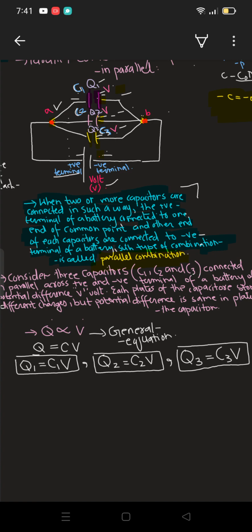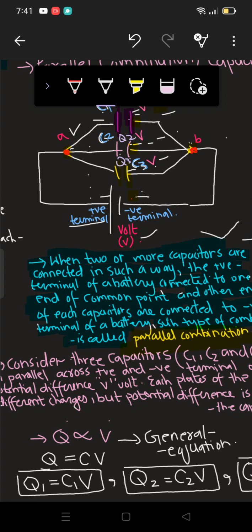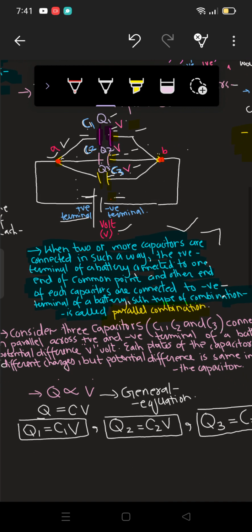We actually got to know what it is. We got to know that when two or more capacitors are connected in such a way that the positive terminal of a battery is connected to one common point, and the other end of each capacitor is connected to another common point, which is connected to the negative terminal of the battery, such a combination is what we call the parallel combination, or capacitors in parallel.